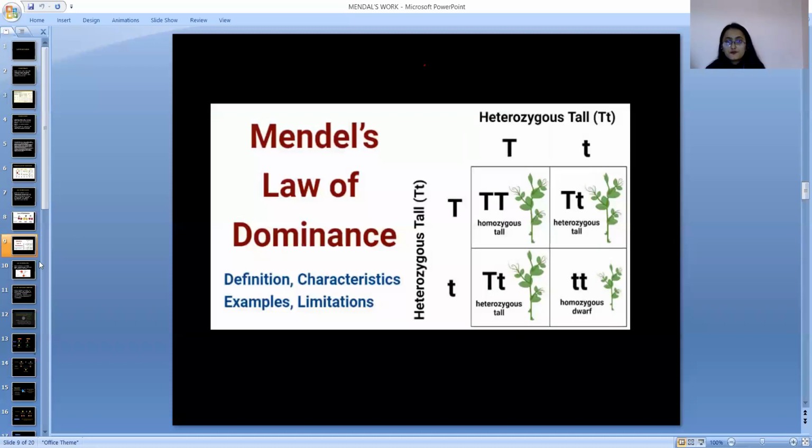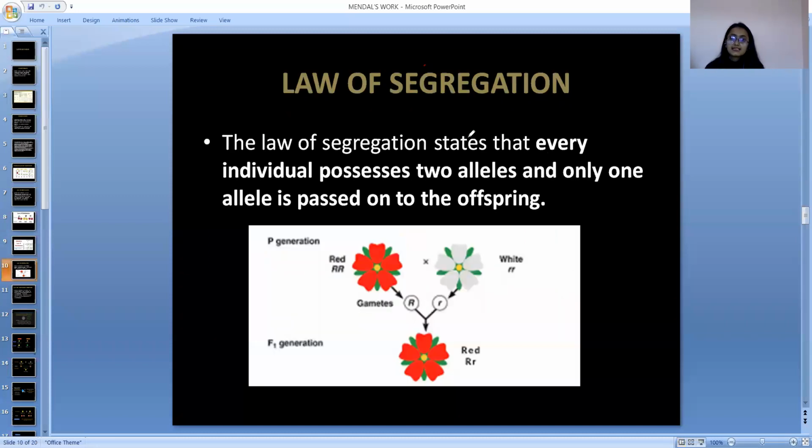Then we have the law of segregation. The law of segregation states that every individual possesses two alleles, and only one allele is passed on to the offspring. For example, let's take the color of a flower. P generation is the parent generation, F1 is the filial 1 generation. The parent generation is RR, that means red color. Capital R represents the pure red color, and it is dominant. Small r represents the white color.